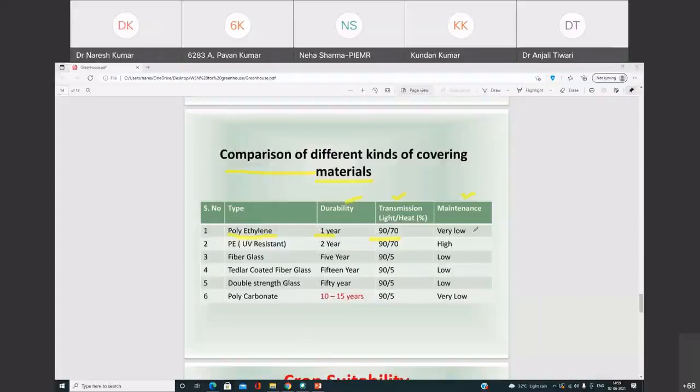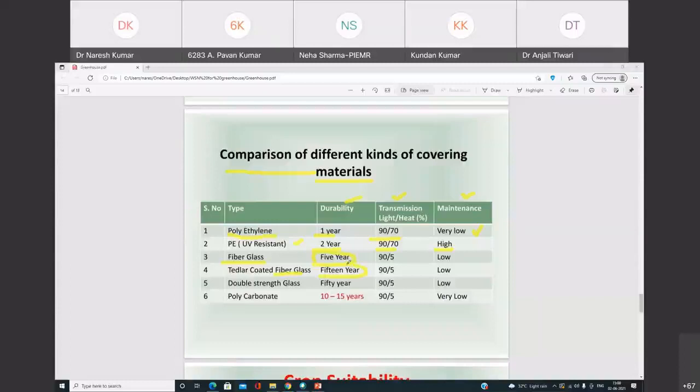If you have PE that is UV resistant, then its durability is 2 years, and transmission of the light or heat is 90% or 70%. Its maintenance is high. Then the fiberglass is there, which can be used for 5 years, and the transmission of light is 90, or the heat percentage is 5, and the maintenance is low. Then Tedlar coated fiberglass is used, which has a durability of 15 years. And its maintenance is also low.